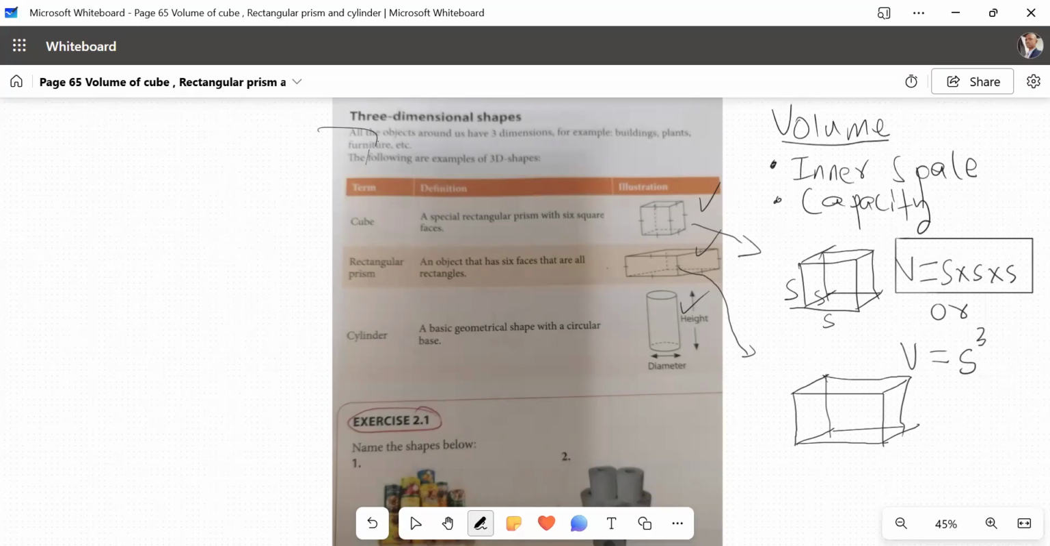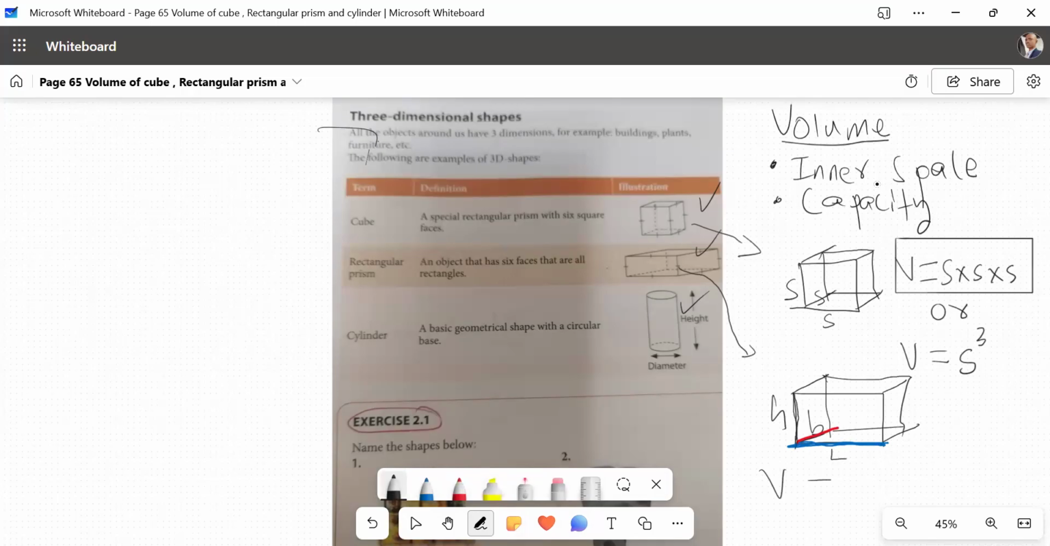since this is a rectangular prism, it must have a length, meaning the longest side. It must have the breadth, which is the distance from here to there. Then it must have the height. Let me use various colors there. The blue line here represents the length. The red will represent the breadth. The black will represent the height of this particular object.